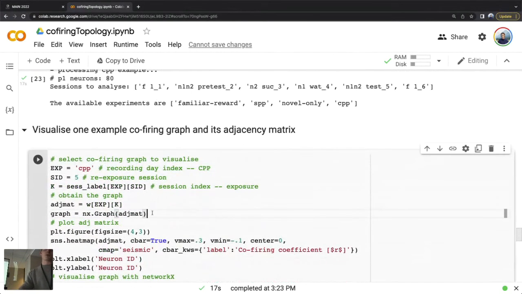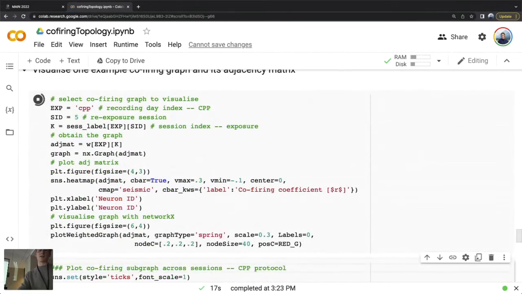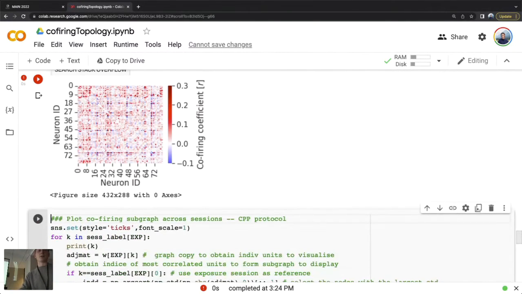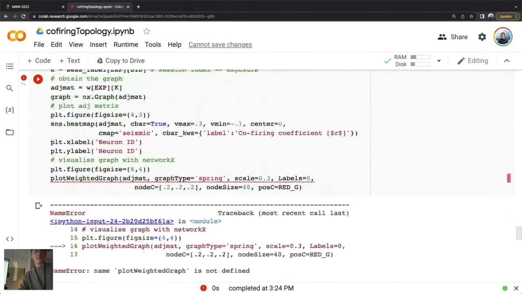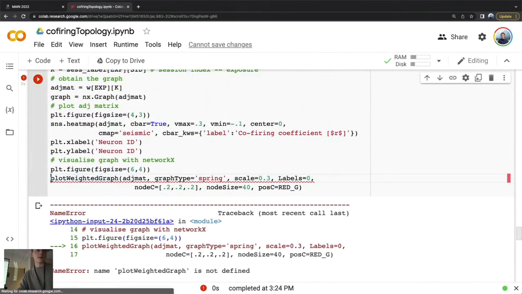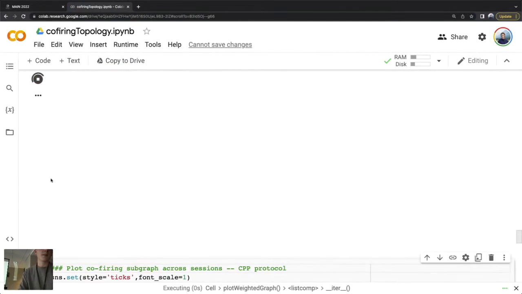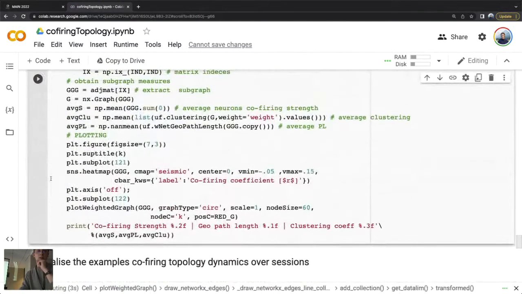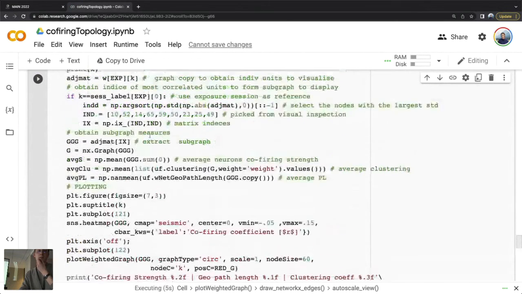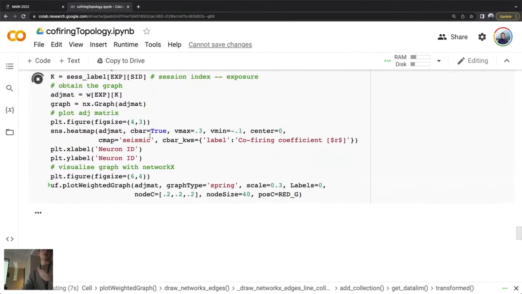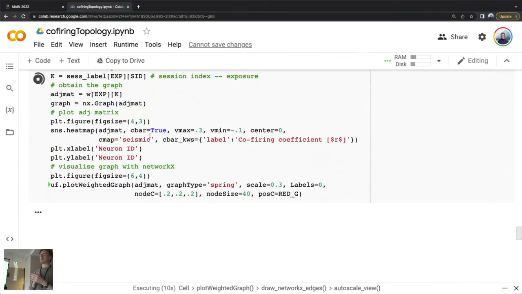Now, what I'm going to show you here is how to obtain the same panels that I showed you at the beginning. So to visualize this cofiring matrix and the graph that we can extract from it.